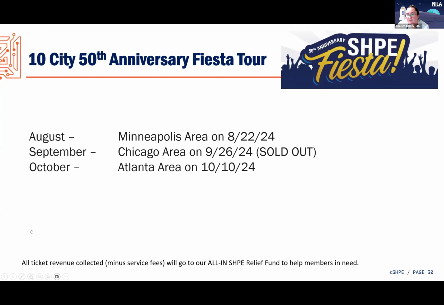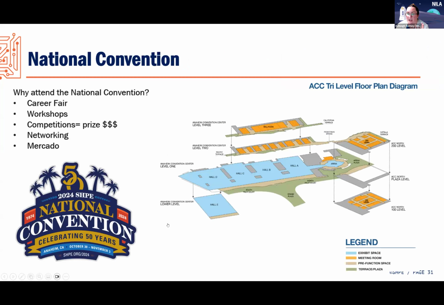So if you happen to be in some of those areas and you're interested, definitely go. Students get to go for free. So if you are a student on the call, take advantage of those. Also, the big thing everyone is always the most excited about is National Convention. So National Convention this year will be October 30th through November 3rd in Anaheim. So there's a career fair if you've never been, workshops, competitions which provide prize money, lots of networking, the Mercado, so lots and lots of awesome things that are happening at National Convention.